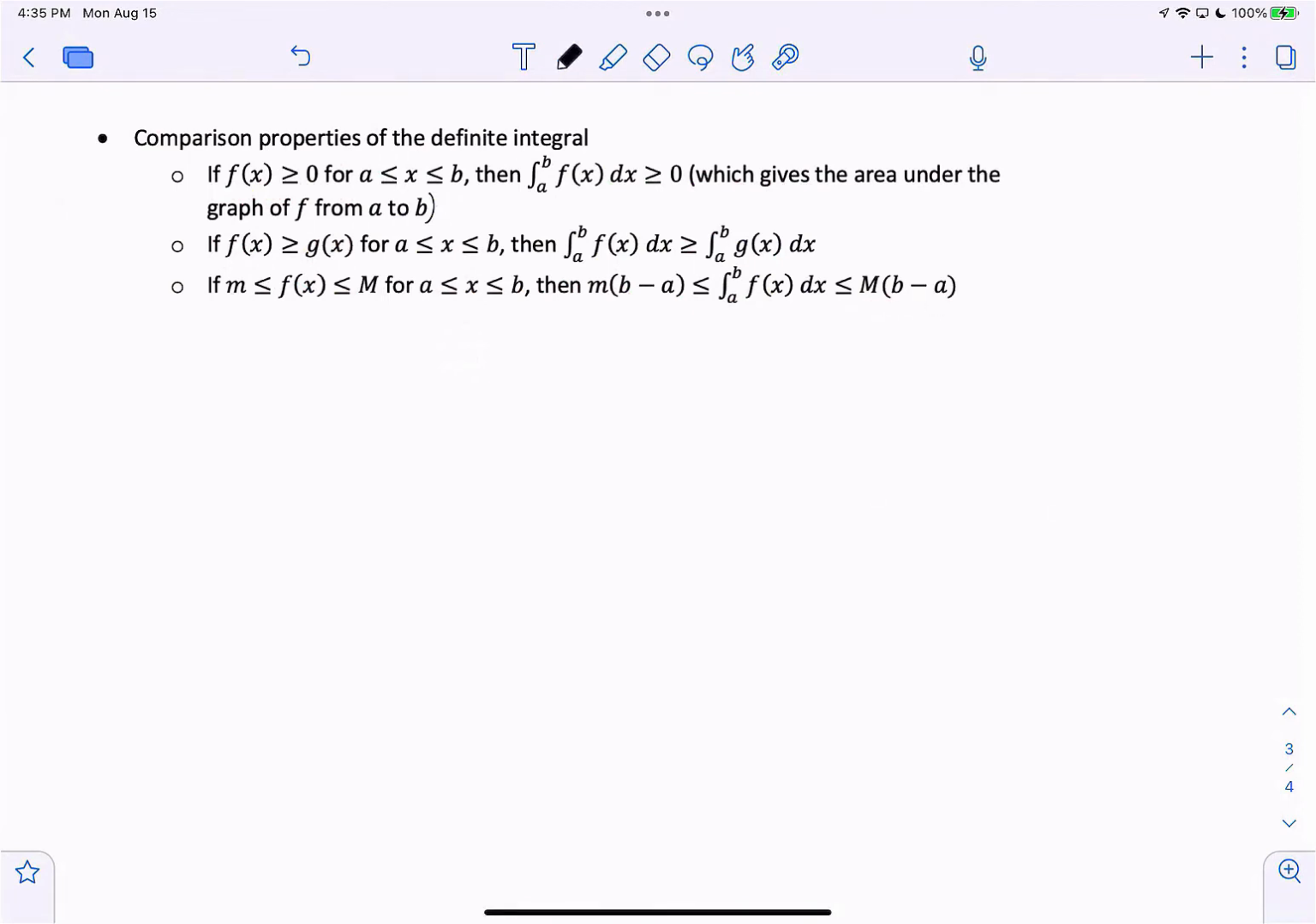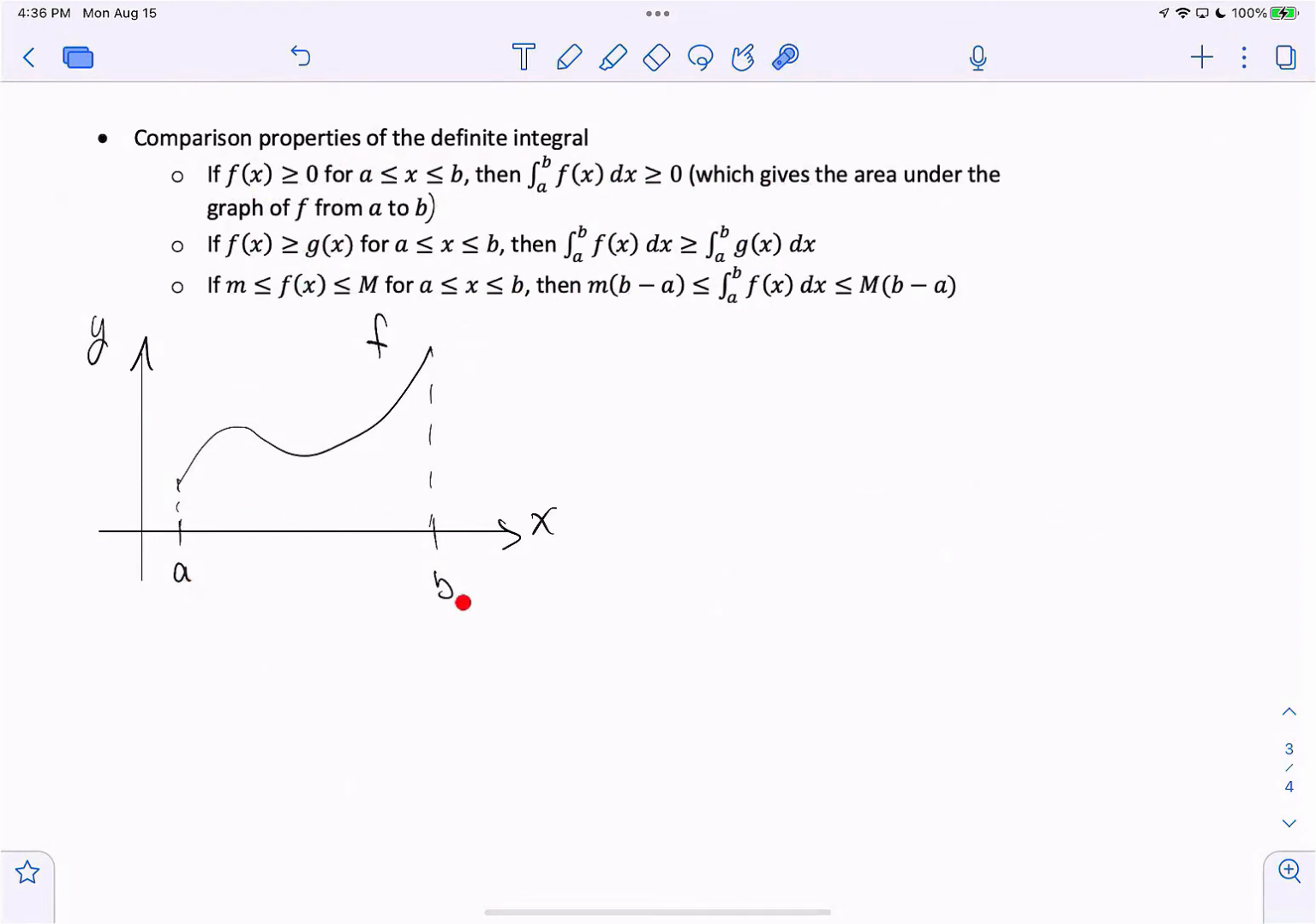For this one, I'm going to draw a picture. Here I have a function f, and we're looking from a to b. If the smallest value for f on the interval from a to b is lowercase m, and the largest value for f on the interval from a to b is uppercase M, then the area under the curve is going to fall between a rectangle that has a width of b minus a and a height of lowercase m, and the rectangle that has a width of b minus a and a height of uppercase M.